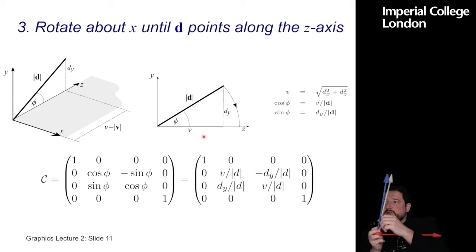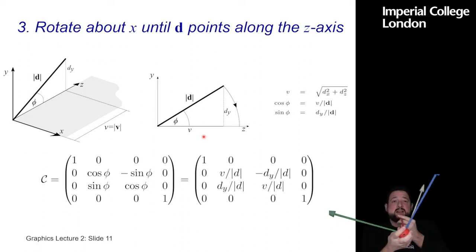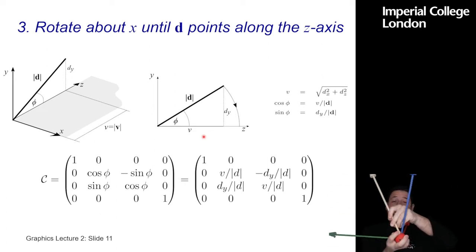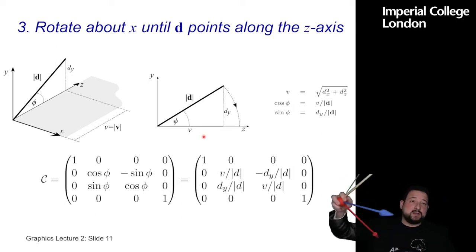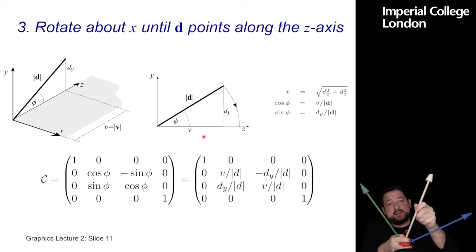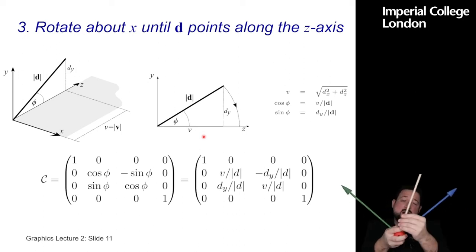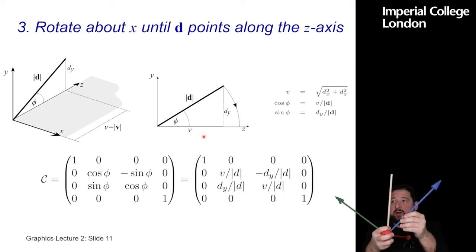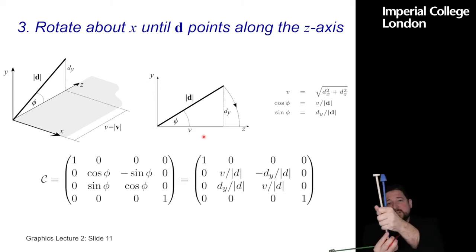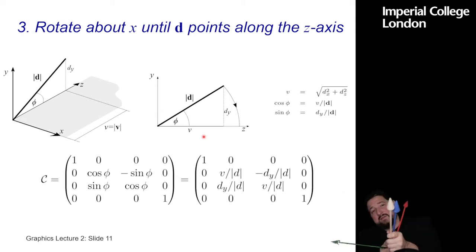Okay, we do the same for the YZ plane. So the YZ plane is now here. The x-axis is now what I want to rotate around, but we are already in this plane now. So we have now worked out how to rotate this vector so that it aligns with the YZ plane. And now all that's left to do is to rotate this vector, or rotate the entire coordinate system, so that it co-aligns with D eventually.